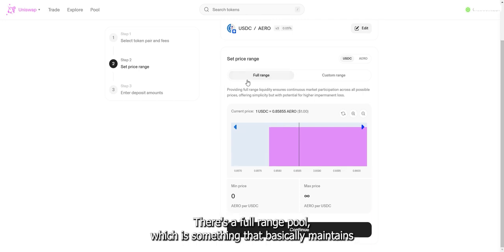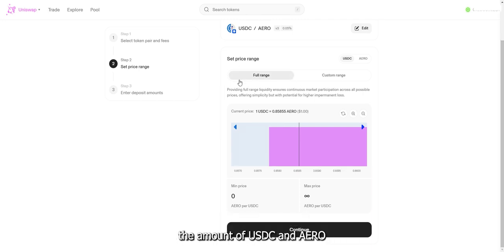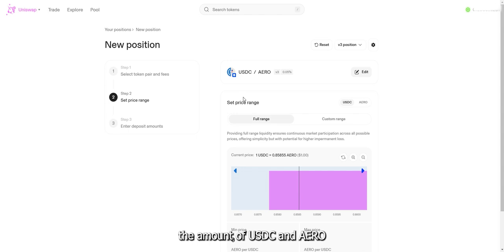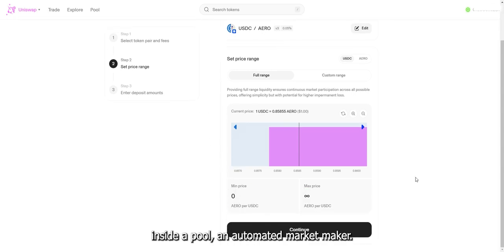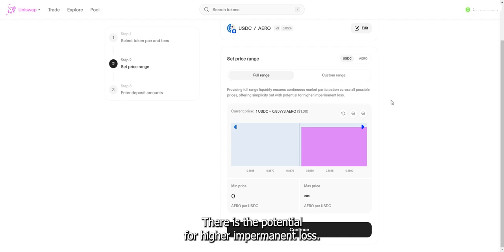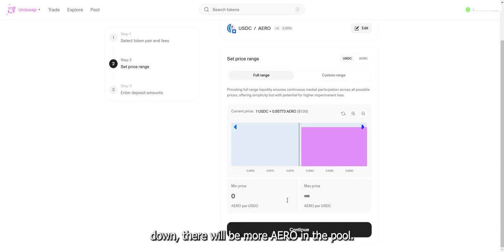There's a full range pool, which basically maintains the amount of USDC and AERO inside a pool, and it's an automated market maker. There is a potential for higher impermanent loss, in the way that as the AERO price goes down, there will be more AERO in the pool, and vice versa, meaning that when the AERO price goes up, you're actually selling AERO for USDC, meaning that you have more USDC inside the pool.